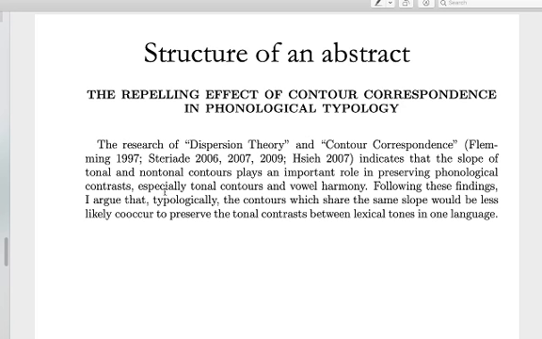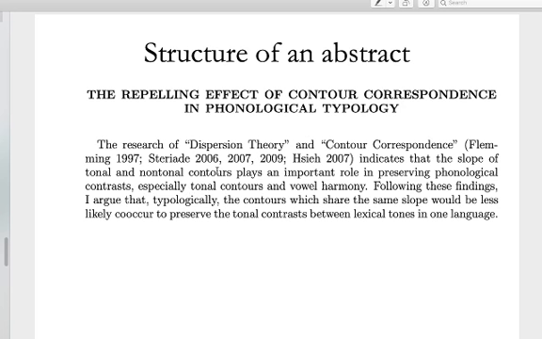The slope of tonal and non-tonal contours plays an important role in preserving phonological contrast, especially tonal contours and vowel harmony. This is a very long first sentence. There's a lot of content in here. It's describing some highly technical ideas that are difficult to wrap your head around. And this probably should have been significantly expanded, right?